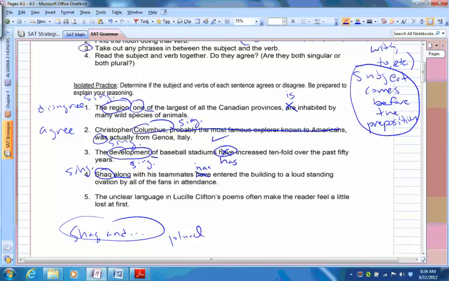And then finally, see the preposition in? We're talking about the language, not the poems. The unclear language of Lucille Clifton's poems often make. Should it be make or makes? Remember, language is singular, not saying languages, saying language. But make is plural. You could say the poems make the reader feel, but we're not talking about the poems as the subject, we're talking about the language. So you gotta say makes.